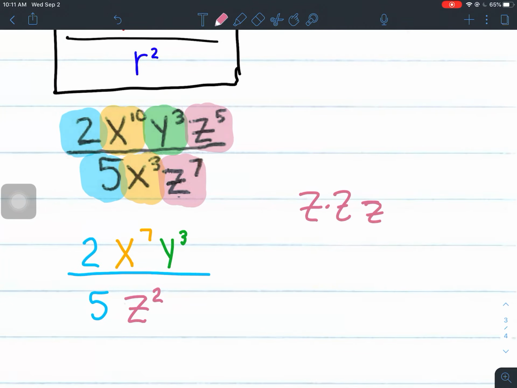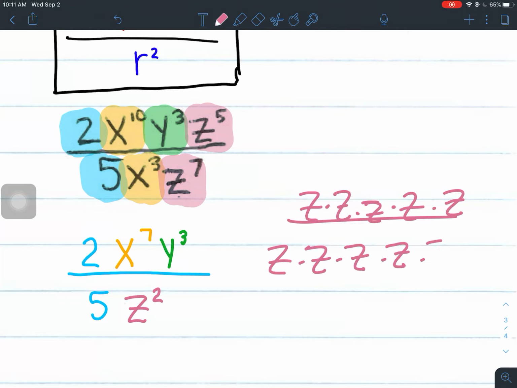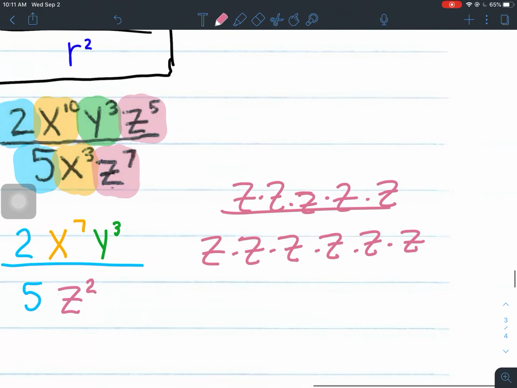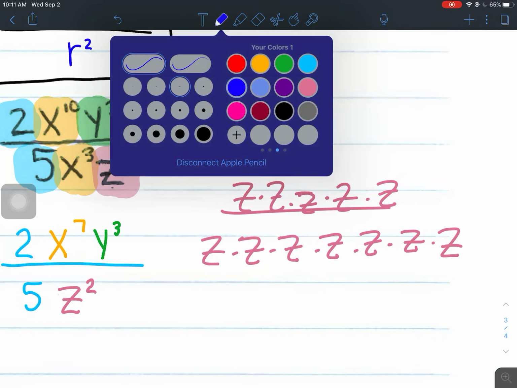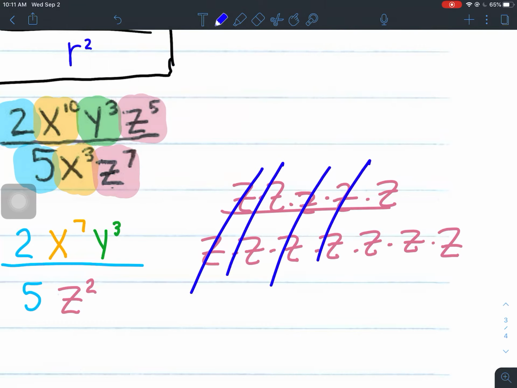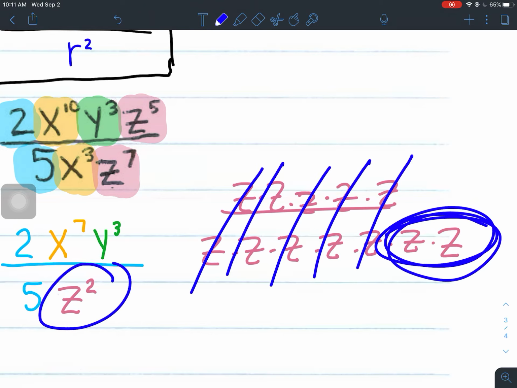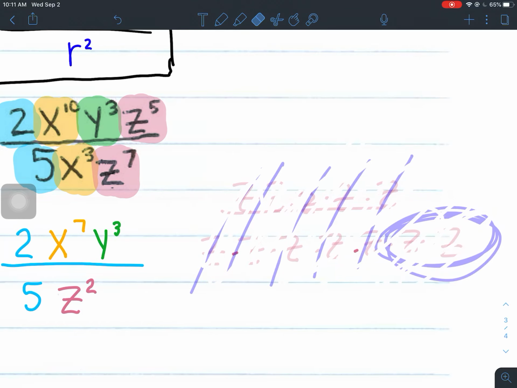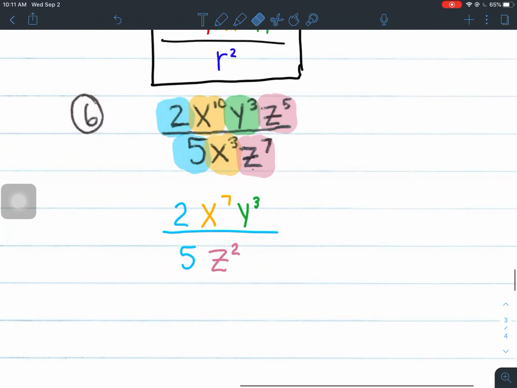So for example, there's 5 in the top, and then there's 7 in the bottom. Okay, this is going to take me a while. So you're going to cancel everything that they have in common. So 1, 2, 3, 4, 5. So how many are left? Only 2, and they're in the bottom. And that's where that z to the 2 comes from. So that's what we're doing. We're doing a shortcut instead of writing it all out and thinking of it.